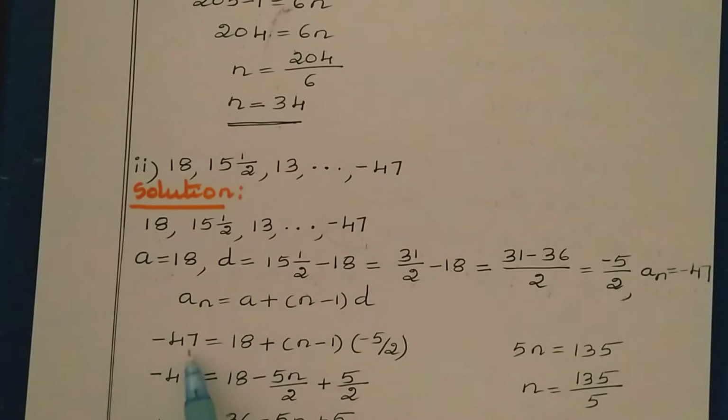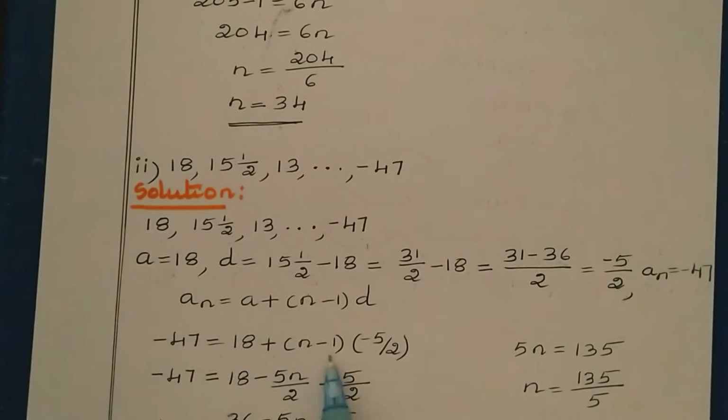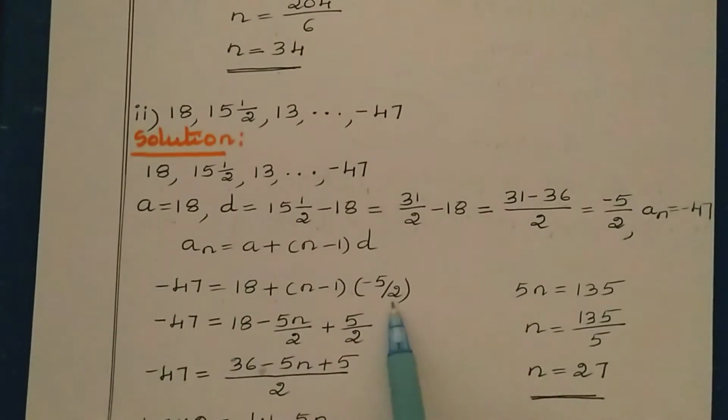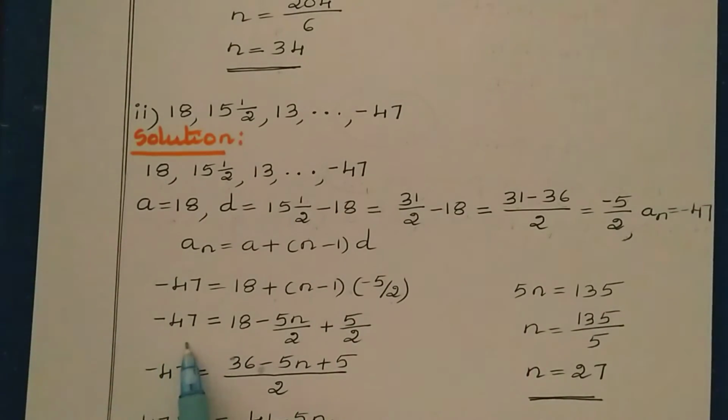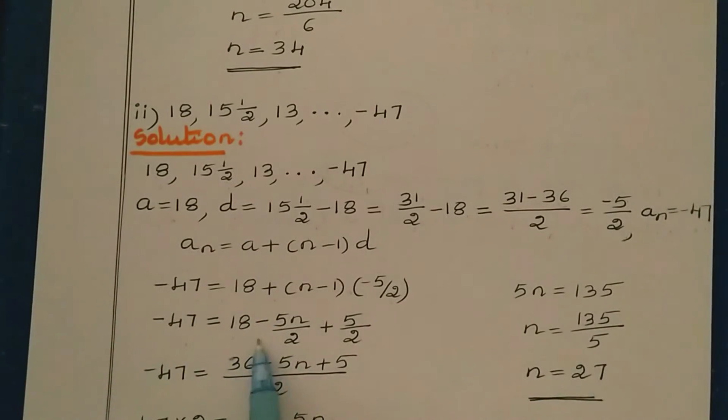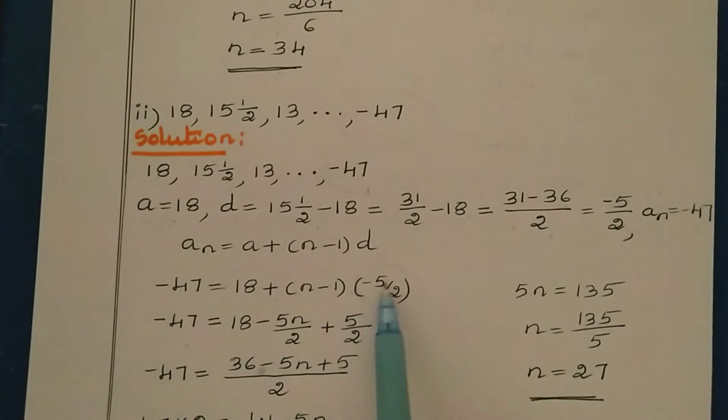An is minus 47 is equal to a is 18 plus n minus 1 into d value is minus 5 by 2. So here we get minus 47 is equal to 18, multiply this minus 5 by 2 to n minus 1. So we get for first here minus 5 by 2 into n, that is minus 5n divided by 2. Then this you have to multiply with this. Here we have minus sign both case. So that becomes plus. So plus 5 by 2.